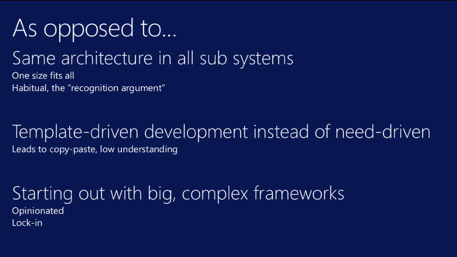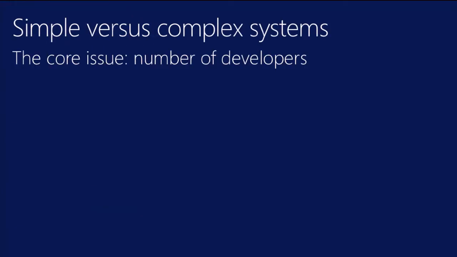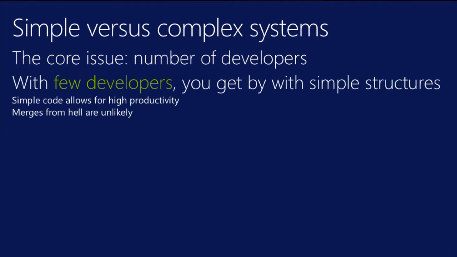So why do you think we end up with big complex systems? Why don't we have simple solutions and simple systems everywhere? Well, I think one issue, perhaps not the core issue, but at least one core issue, is the number of developers. If I develop software, I would like to have few developers. And with few developers, you get by with very simple structures. You don't need very complex things because it's easy to manage if you're two, three, or four in a team. Simple code, high productivity.